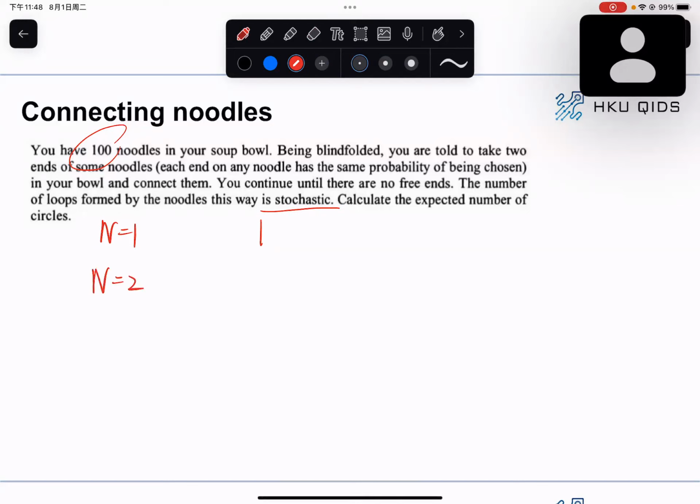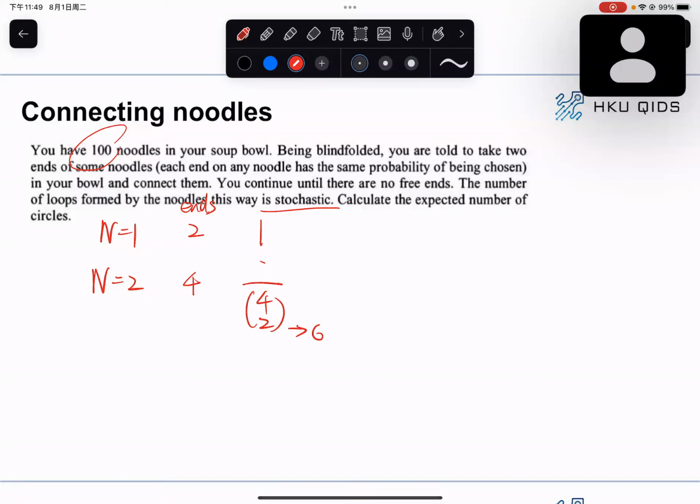For n equal to 2, we are going to have 4 ends, right? So let's write the ends here. This has 2 ends, so there is only one combination. So the total is C(4,2), which is 6, okay?